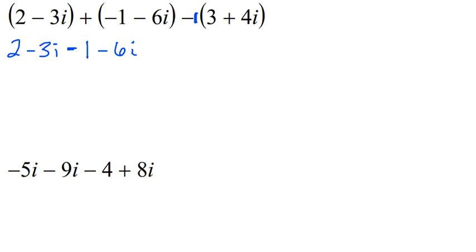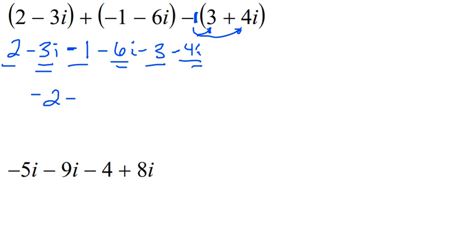And then you get minus, so negative 1 times 3 is negative 3, negative 1 times 4i is negative 4i, and from there, real numbers: 2 minus 1 minus 3 would be negative 2. Negative 3i minus 6i minus 4i is negative 13i. That's all there is to that.